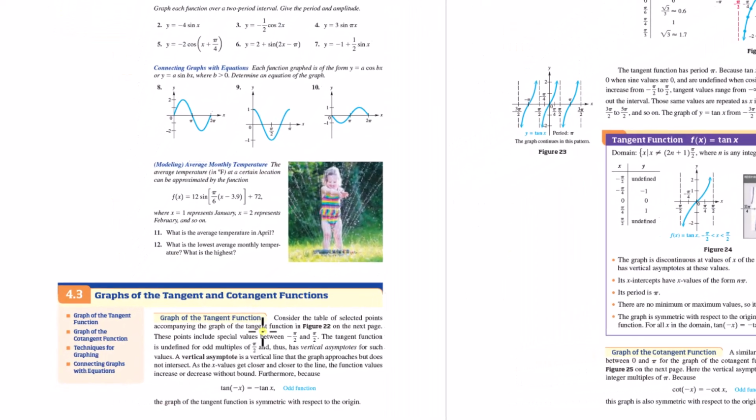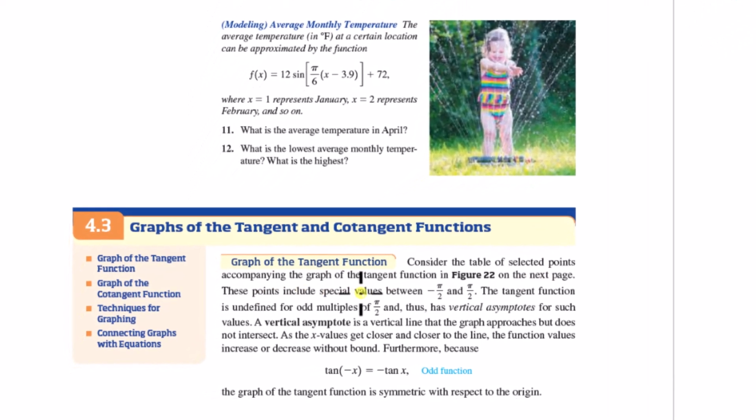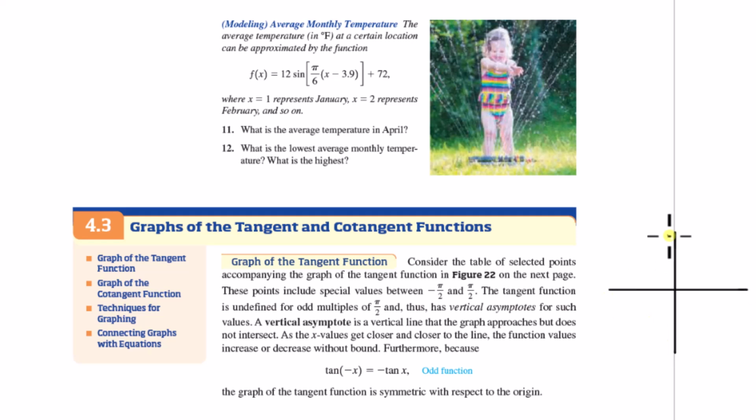Okay, graph of the tangent function. Consider the table of selected points accompanying the graph of the tangent function. On the next page, these points include special values between minus pi over 2 and pi over 2. So that's going from the vertical to the vertical. And why are they plotting those points? Well, that's the period, right? This is where you're going from negative infinity all the way through 0 to positive infinity, and then it crosses over the vertical asymptote and repeats.